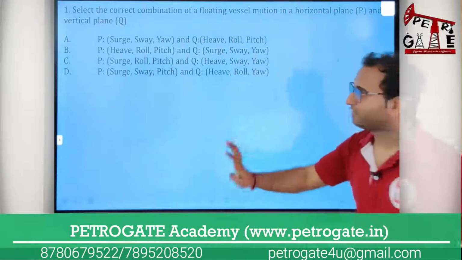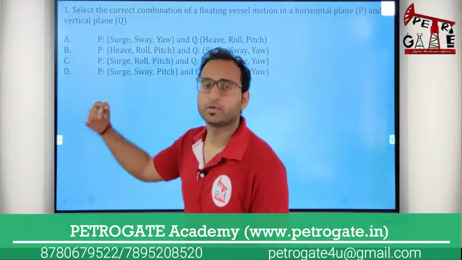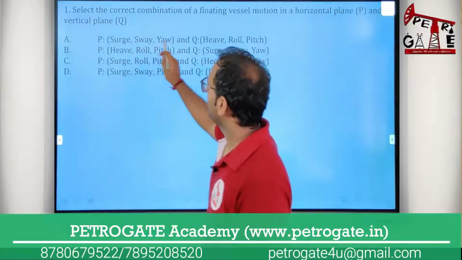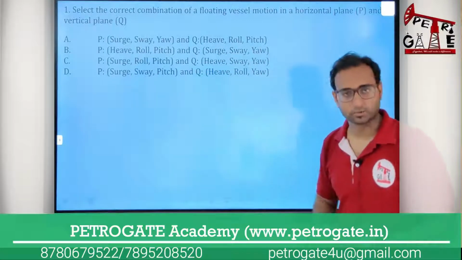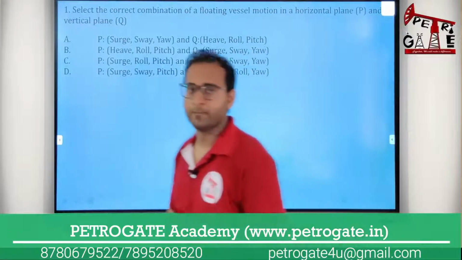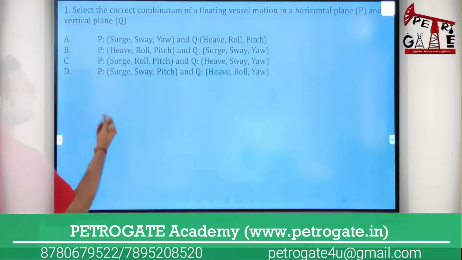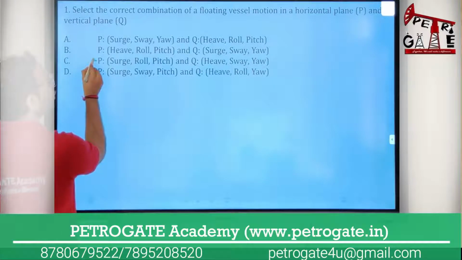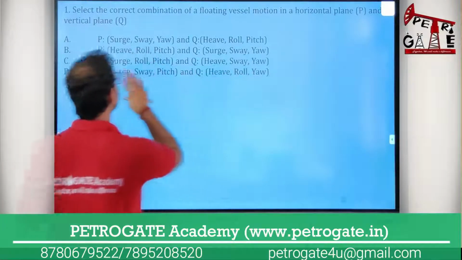The options are given. An option means P is what? P is horizontal motion, for example surge, sway, yaw, and Q is heave, roll, pitch. So I have to select one of the options: which is the right option where P should be all horizontal motions and Q should be all vertical motions.